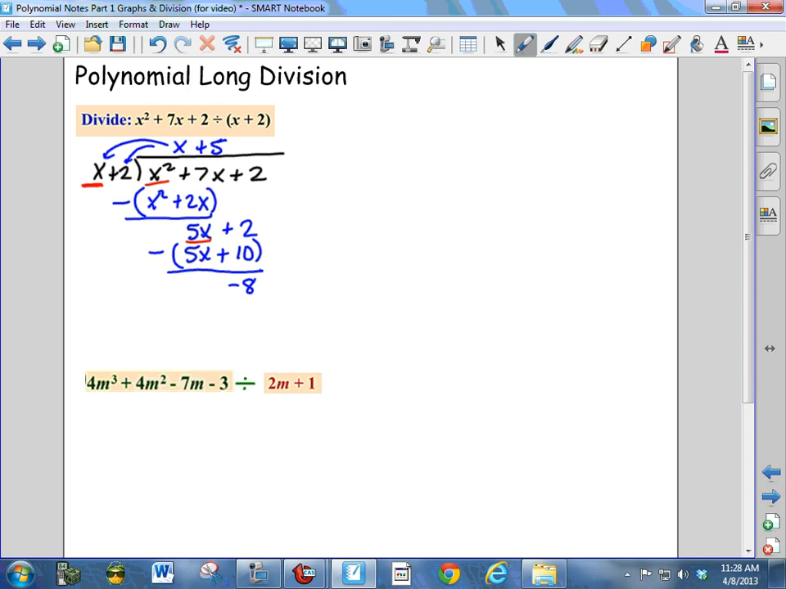Because I have a remainder, I know that x plus 2 is not a factor of x squared plus 7x plus 2 because it doesn't divide in evenly. So I can write that x squared plus 7x plus 2 is equal to x plus 2 times x plus 5 plus the remainder of negative 8. So you'll see that in the notes.